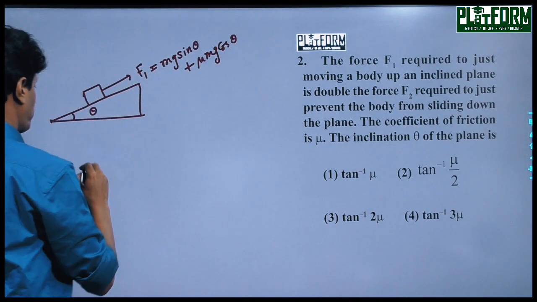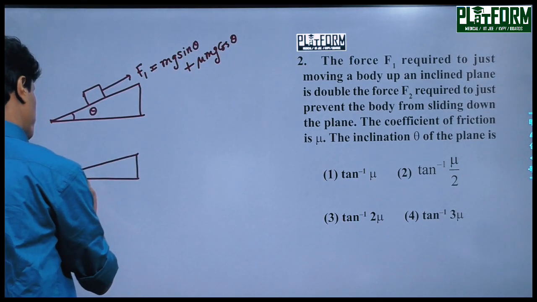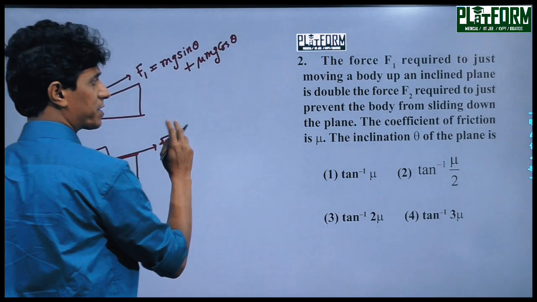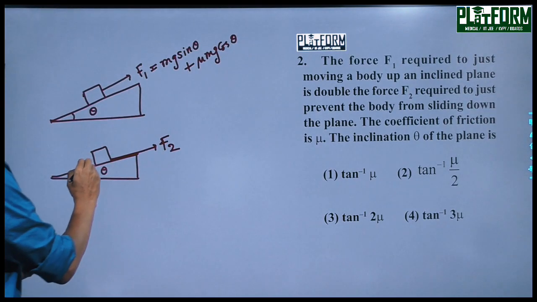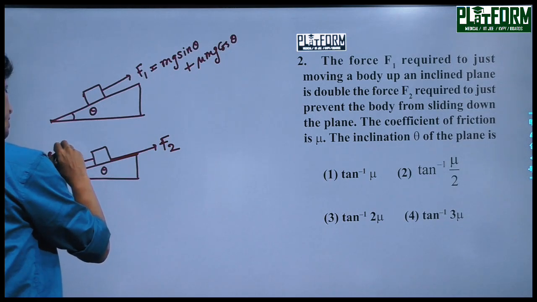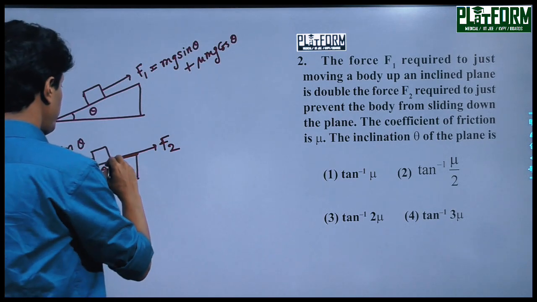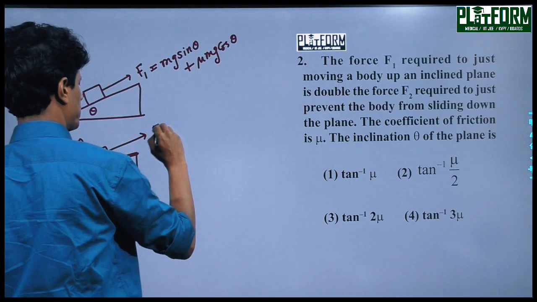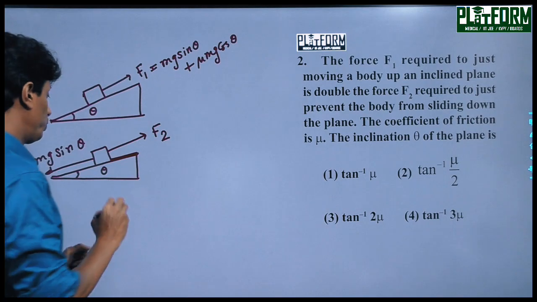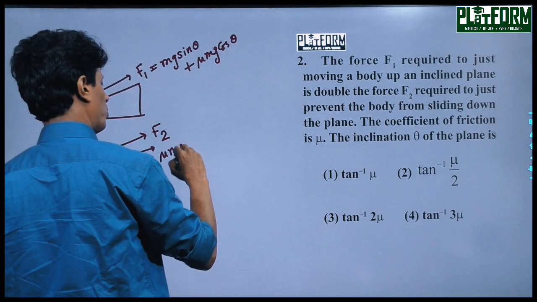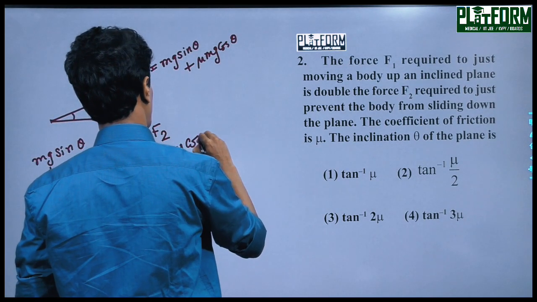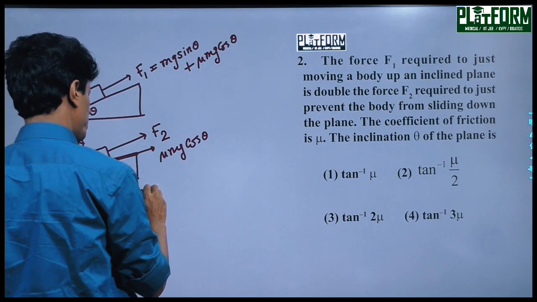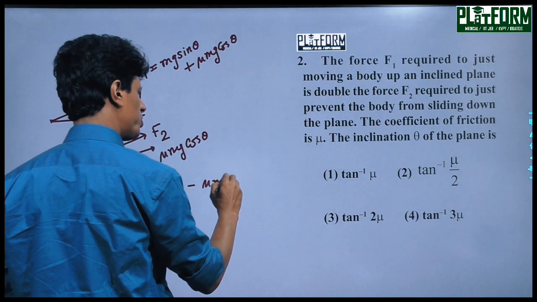In the second case, on the same inclined plane, the minimum support required to just prevent the body from sliding down the plane: the downward force along the inclined plane is mg sine theta, and the minimum force required to prevent this body, let us say it is F2. In this case, the friction acts along the inclined plane, mu mg cos theta. So here F2 is equal to mg sine theta minus mu mg cos theta.